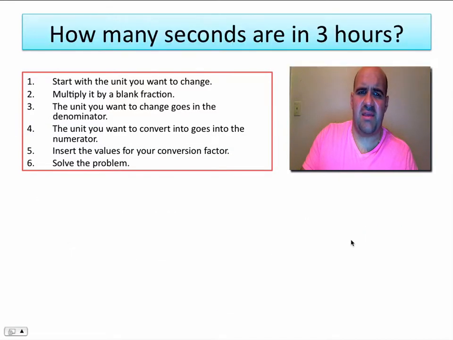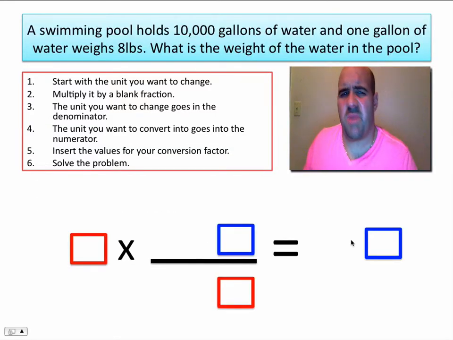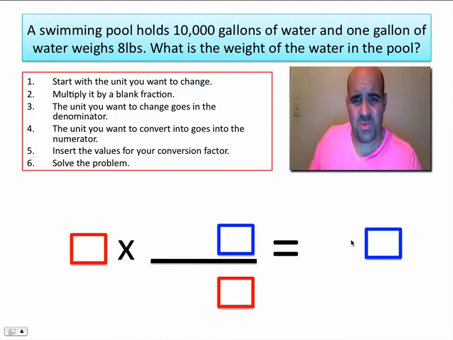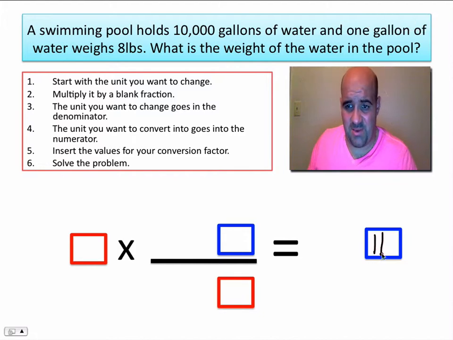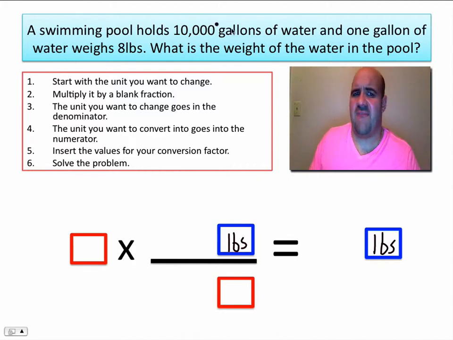And last but not least, a swimming pool holds 10,000 gallons of water, and 1 gallon of water weighs 8 pounds. What is the weight of the water in the pool? Well, I'm asking the weight of the water in the pool, so my final answer should be in pounds, because that's what I want to know. Pounds goes here, pounds goes here. This is just working backwards. And what do I have? Well, I have 10,000 gallons of water.